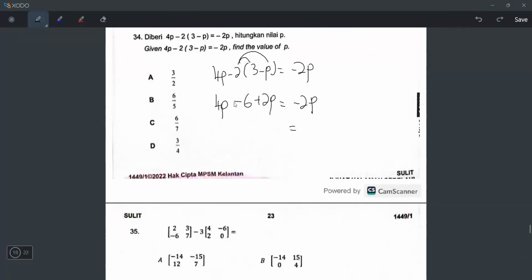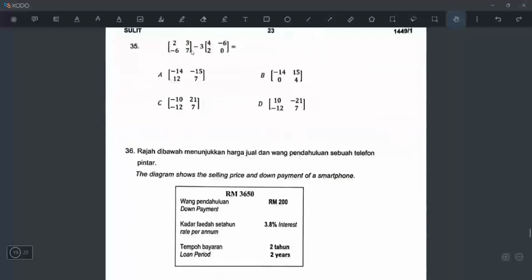Now I can see that there's a p here, there's a p here, there's a p here. It means I can move them together. So it becomes 4p plus 2p, and this minus 2p move here become plus 2p, and the minus 6 just throw there, become positive 6. 4p plus 2p plus 2p. 4p plus 2p is 6p, plus 2p is 8p is 6. So p is 6 over 8. And I think can divide, so 3 over 4. The answer is D. Okay, nothing much.